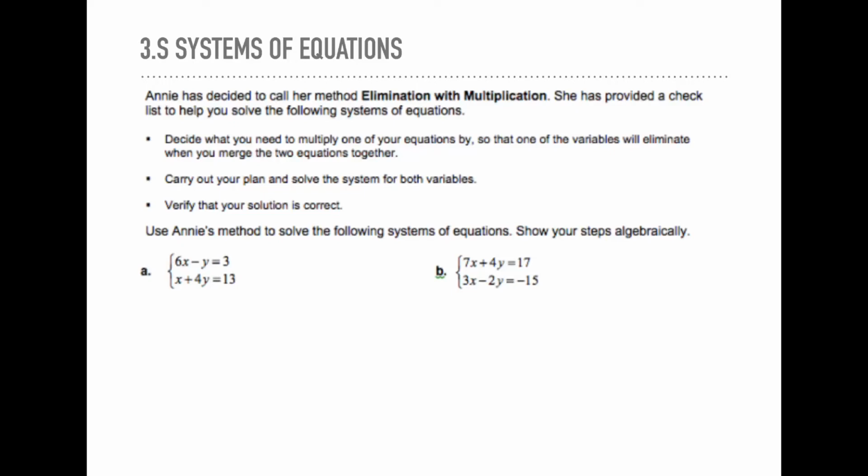All right, so very last one we're going to talk about is the elimination with multiplication method. Notice that this is elimination, just one step that we're going to do first. So if we take a look at this first problem, and we're going to use elimination and add these together, we get 6x plus x is going to be 7x. A negative y plus 4y is going to be a 3y. And 3 plus 13 is 16.